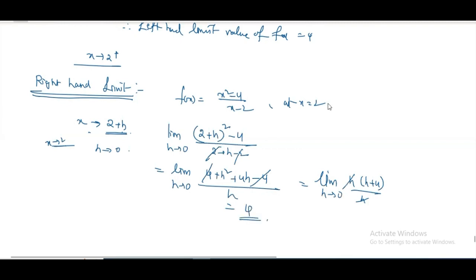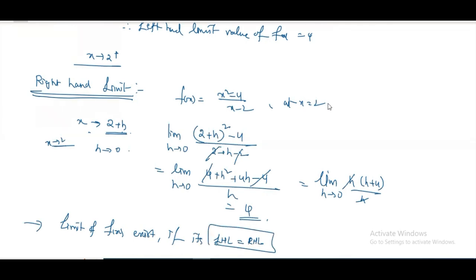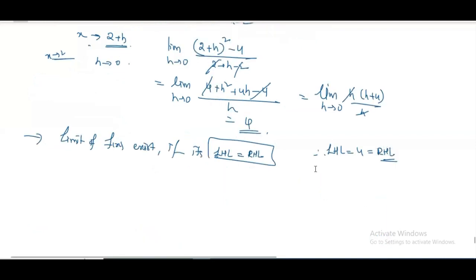When does the limit of a function exist? The limit of a function f of x exists if its left hand limit is equal to its right hand limit. This is compulsory. If you see here, the left hand limit is also 4. The left hand limit of the function is 4, which is equal to the right hand limit. So the limiting value of this function is 4. So limit x tends to 2, f of x is equal to 4.